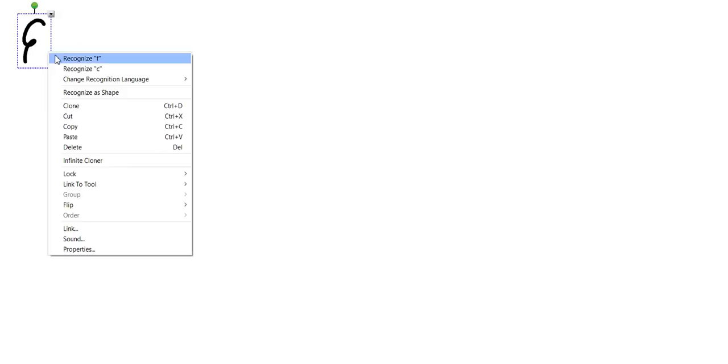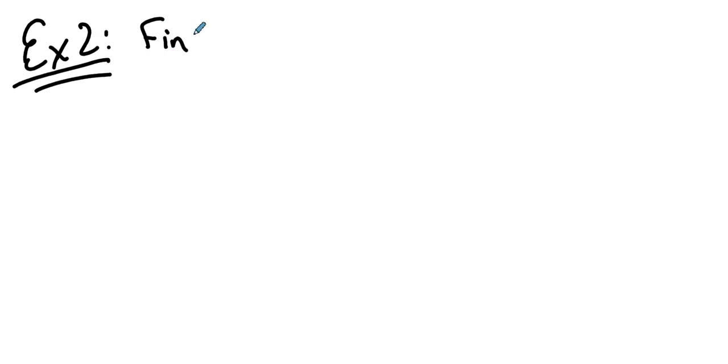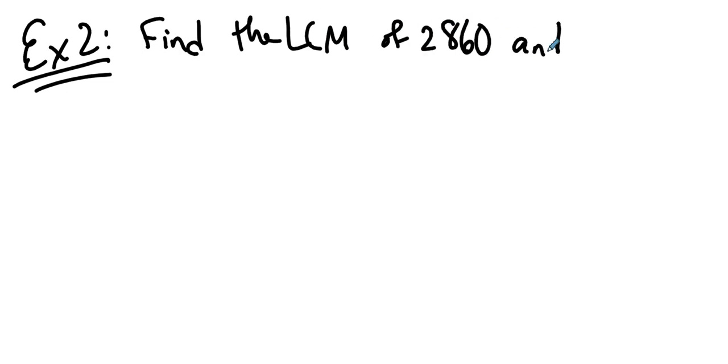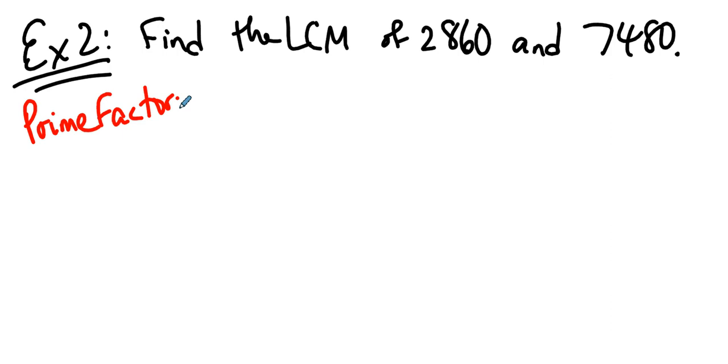Let's go to a second example. Find the least common multiple of 2,860 and 7,480. Let's find the least common multiple of those two numbers, and we'll do it using prime factorization.